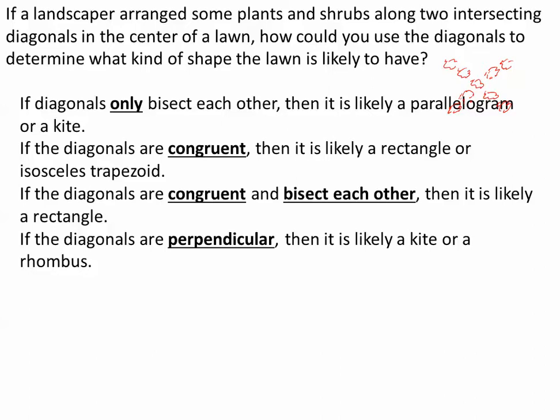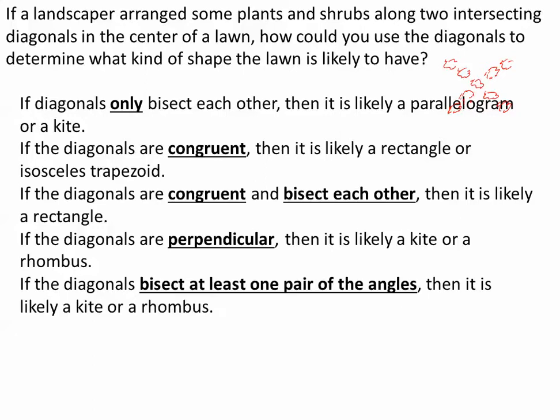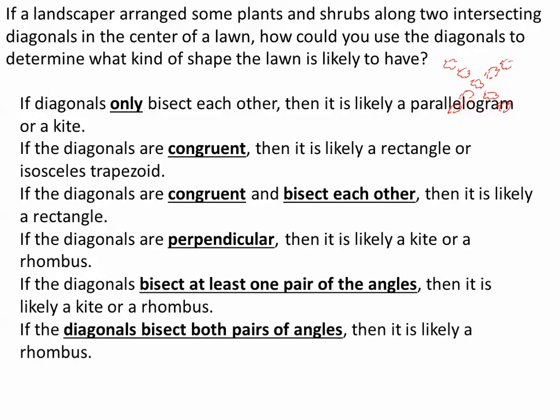If the diagonals are perpendicular, then it could be a kite or a rhombus. And if the diagonals bisect at least one pair of the angles, then it could be a kite or a rhombus. And if the diagonals bisect both pairs of angles, then it's definitely going to be a rhombus.